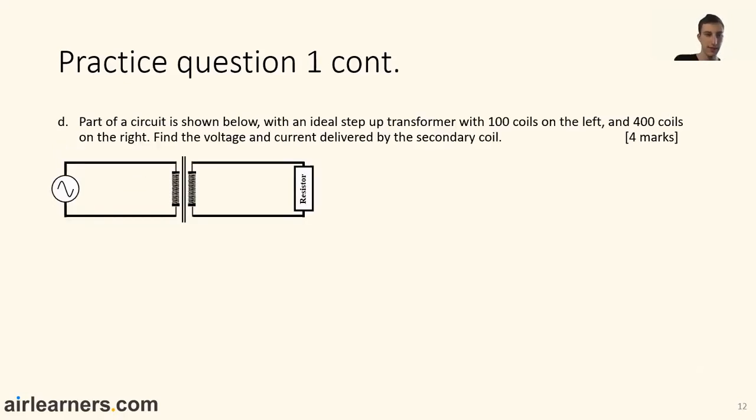Part D. Part of a circuit is shown below with an ideal step-up transformer with 100 coils on the left and 400 coils on the right. Find the voltage and current delivered by the secondary coil. And you could say, if you want to extend that question, delivered to the resistor. So that means the same thing, by the way. Worth 4 marks, so make sure you answer all parts of the question here. You have about 4 minutes to do it.